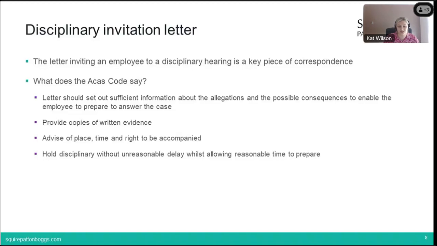Tell them the time and the venue for the hearing. That's always useful for them to know. And you should also be informing them of the right to be accompanied at the meeting. Strictly, the statutory right to be accompanied is only triggered when the employee makes a request, but the ACAS code does say that you should be proactively advising them, so please make sure that you include that in any invitation letter as well.